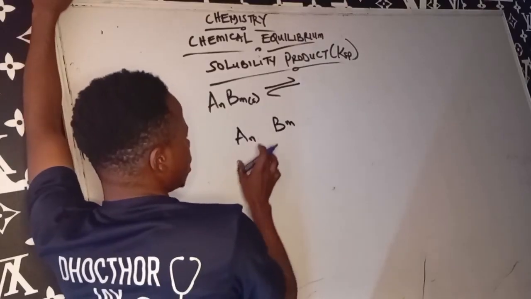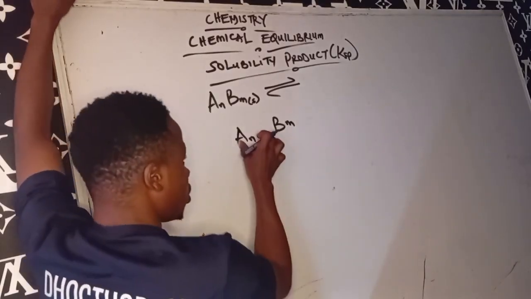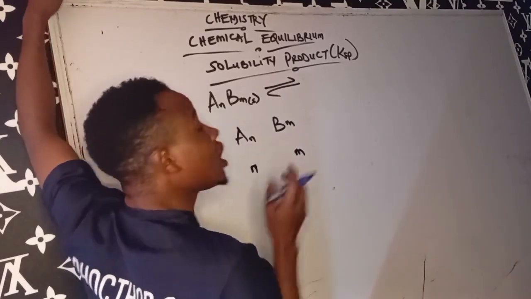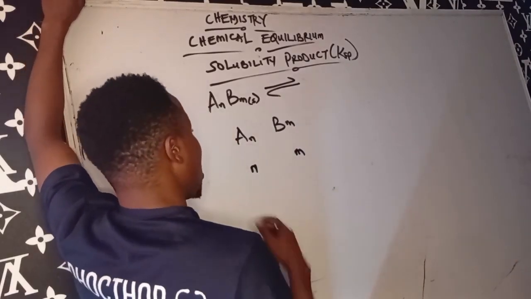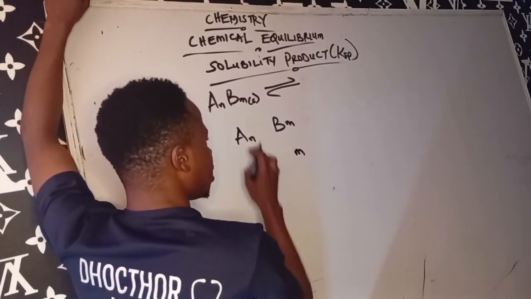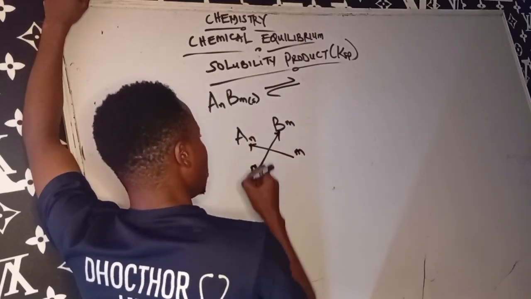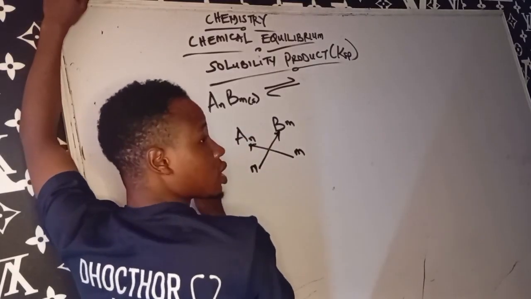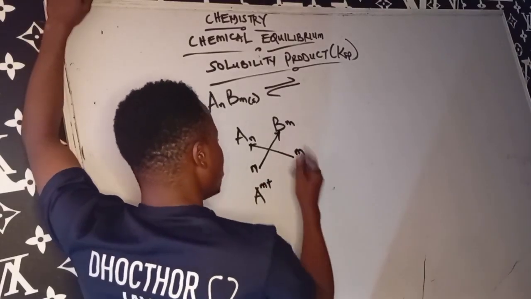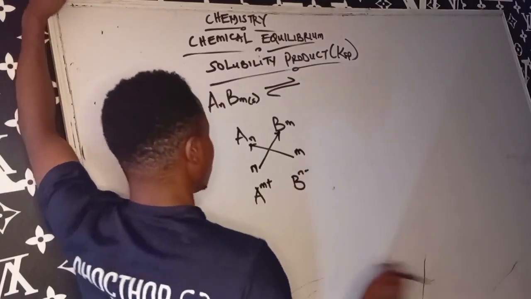Now whenever you have something like this, write out the subscript. The subscript for A is n, the number below, and then for B, the subscript is m. Now whenever elements combine, they do so in simple number ratios to one another, and of course they exchange their valencies. So it means that this n that is under A is actually not the valency of A, it was gotten from B, and this m was gotten from A. So by the time you ionize it, the first one is positive, the second one is negative. So this means that A is what? A^m+, and B is what? B^n-.